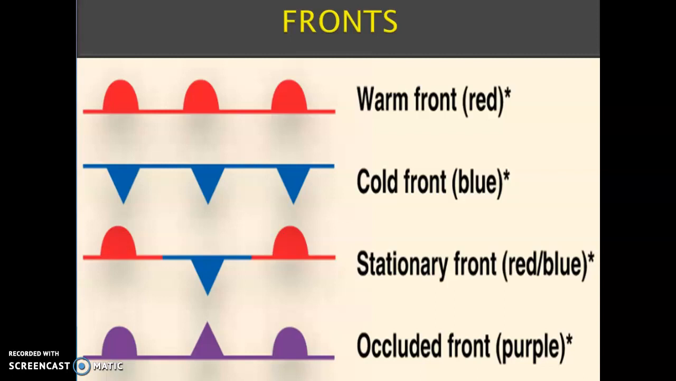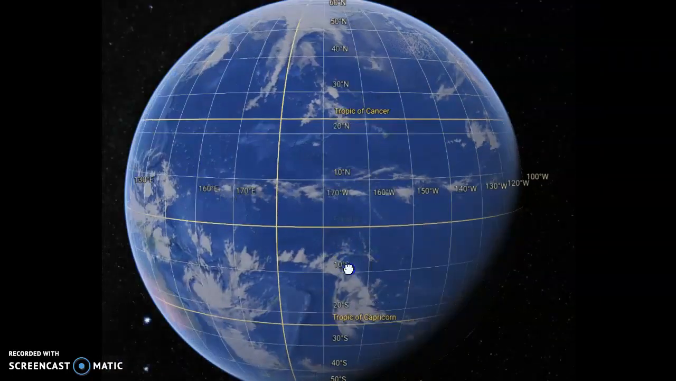There are, in fact, four general types of fronts. We call them warm fronts, cold fronts, stationary fronts, as well as occluded fronts. All right, students. So let us begin with cold fronts first.